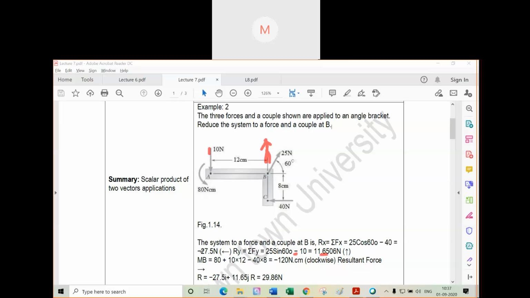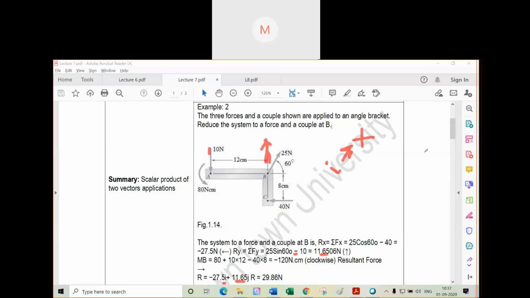So here one is what? 27.5 i. Why i? i means x. In vector, i is denoted. i stands for x. So that is why i. And 11.65 j. Okay.